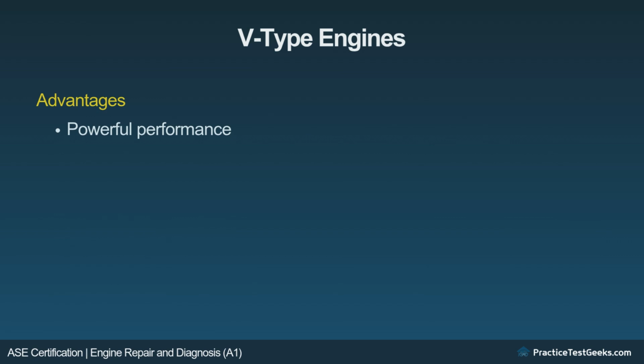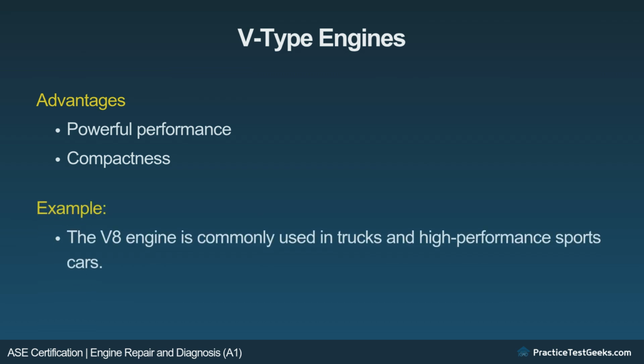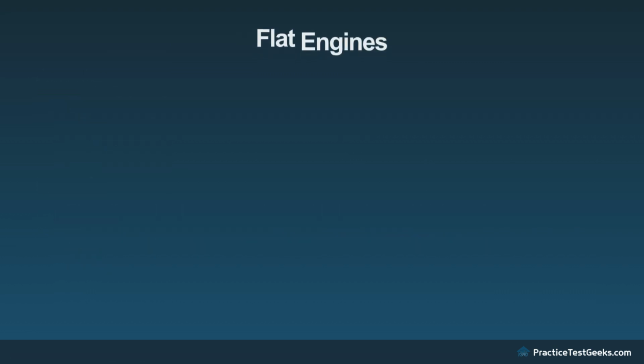Advantages. Powerful performance. V-type engines, such as V6 and V8 engines, provide higher power output, making them ideal for vehicles that require more horsepower and torque. Compactness. V-type engines are more compact than inline engines with the same number of cylinders, allowing for better weight distribution in vehicles. Example. The V8 engine is commonly used in trucks and high-performance sports cars.